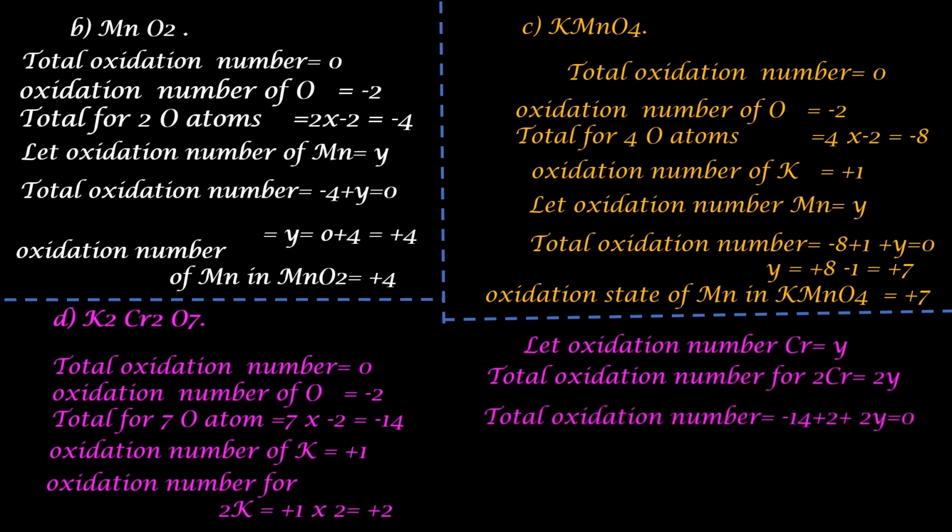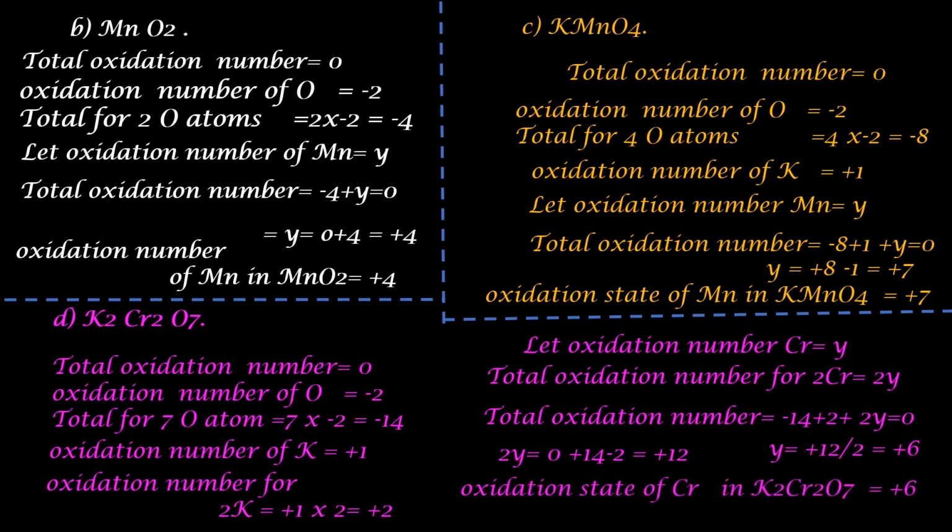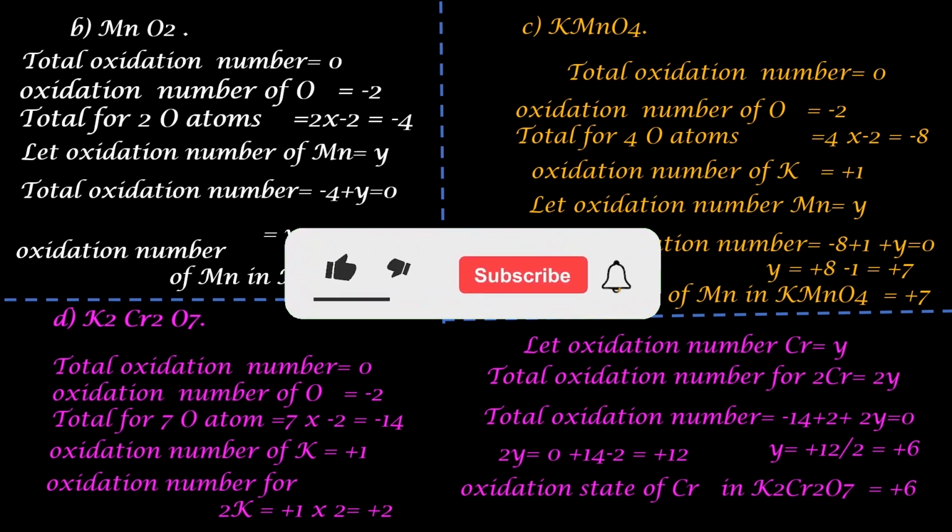Total oxidation number therefore is equal to negative 14 plus 2 plus 2Y is equal to 0. From this, 2Y is equal to 0 plus 14 minus 2 equal to plus 12. Plus 12 is for 2Y. We need the value for Y. So Y is equal to plus 12 divided by 2 equal to plus 6. So the oxidation state or oxidation number of chromium in potassium dichromate is equal to plus 6, that is positive 6.